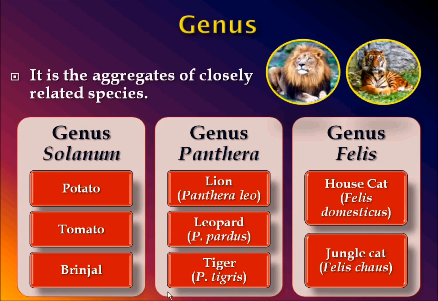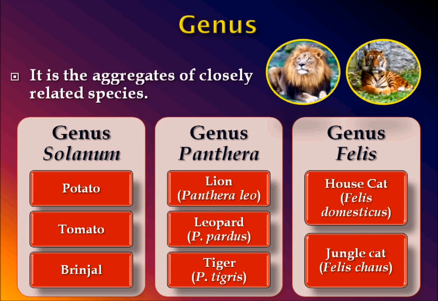So here we can use the single uppercase to represent the genus name. And house cat is Felis domesticus and jungle cat is Felis chaus. So we see that we use the common word Panthera to represent the genus.